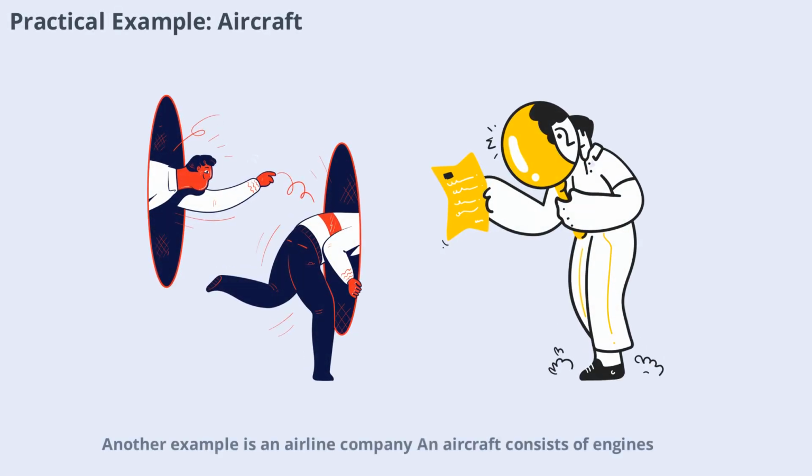Another example is an airline company. An aircraft consists of engines, landing gear, and the main body, each with different maintenance schedules and useful lives. By recognizing these as separate components, the airline can better track costs and plan for replacements. When an engine is replaced, only the engine's value is adjusted in the books, not the entire aircraft. This method ensures that the company's financial records reflect the true condition and value of its fleet.